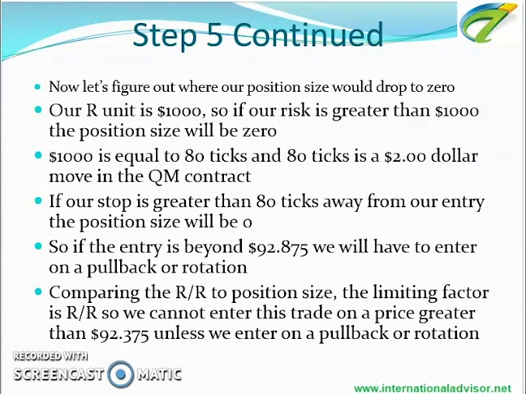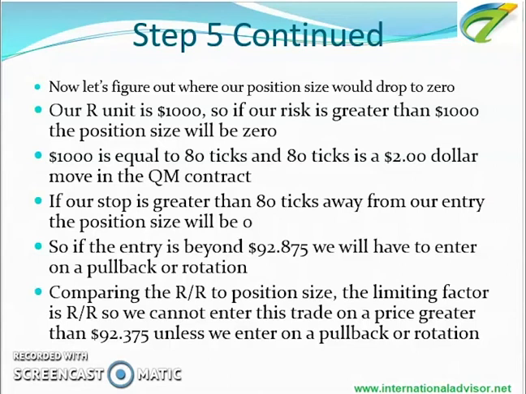Now, let's figure out where our position size could drop to 0. Why are we making all these calculations beforehand? Because there could be multiple options and possibilities. The market is moving and we have to make a decision right when the trade is triggered, so we should have these handy. Our unit is $1,000. So if our risk is greater than $1,000, then position size will be 0.